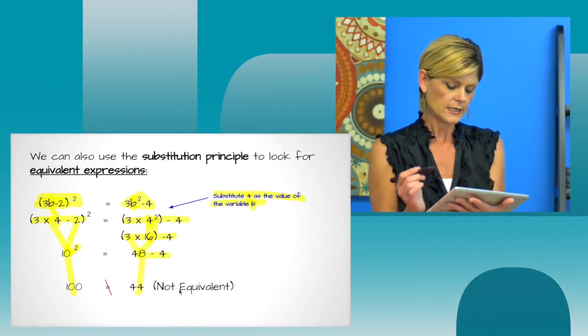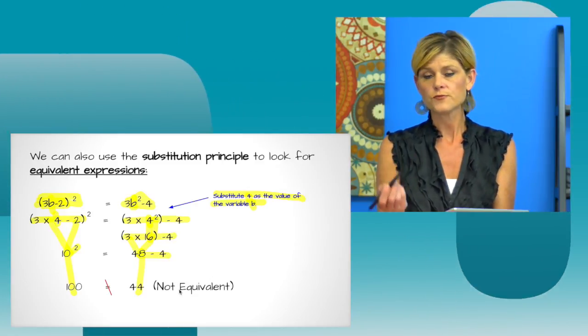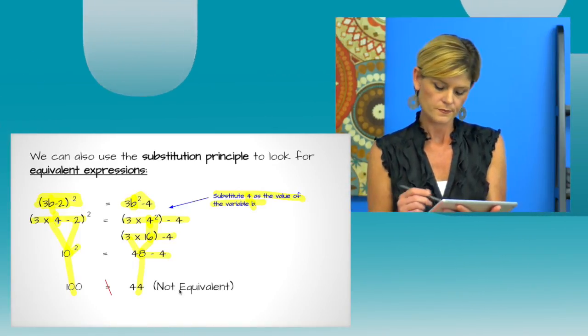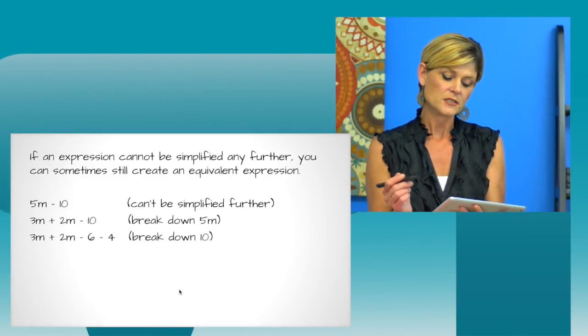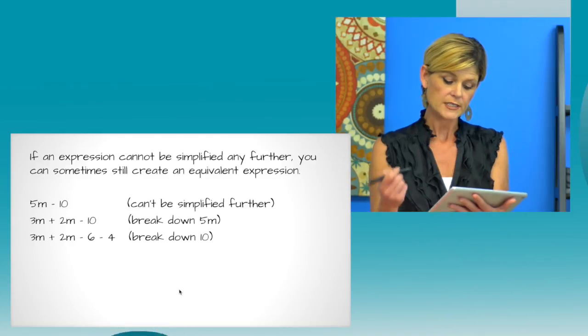So those are not equivalent. But the whole point is substituting 4 in for the variable of b helped me determine if they were equivalent or not. That could be helpful. All right, if an expression cannot be simplified any further, you can sometimes still create an equivalent expression.